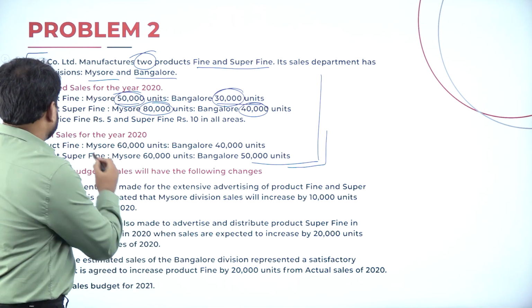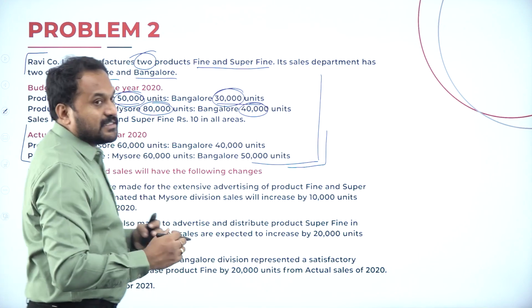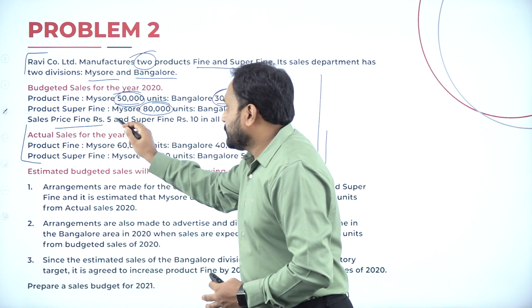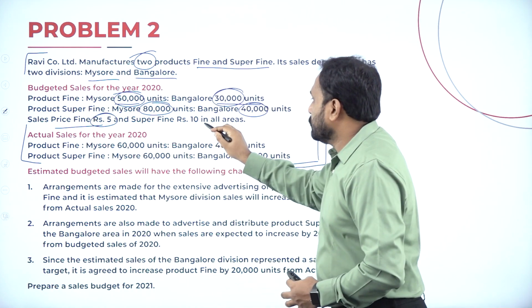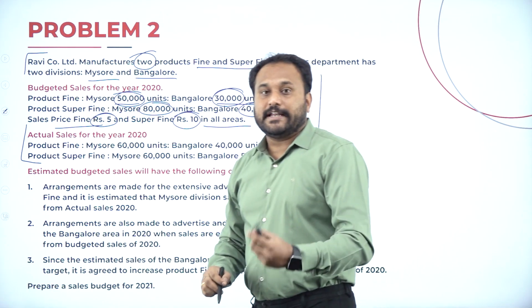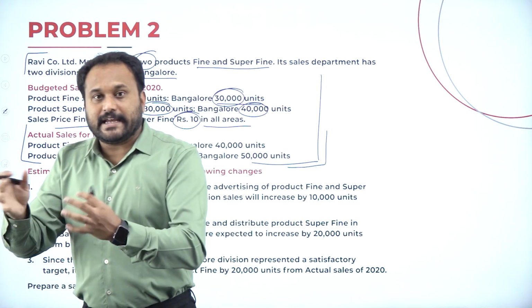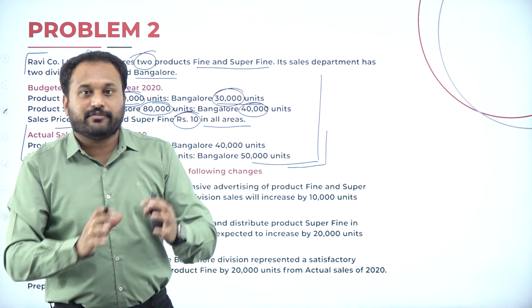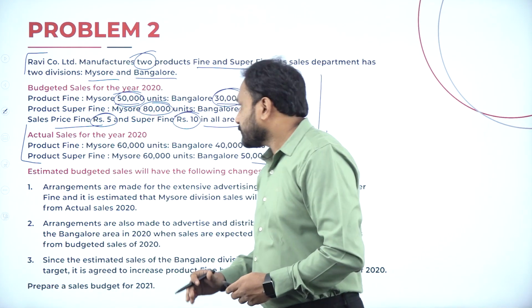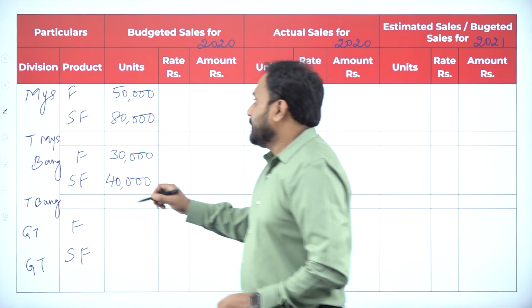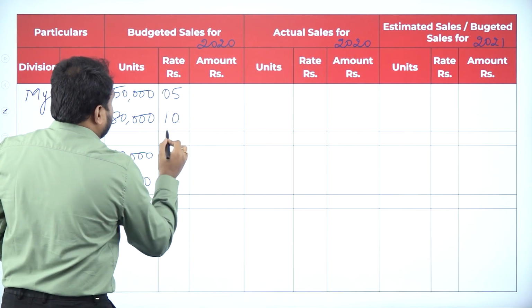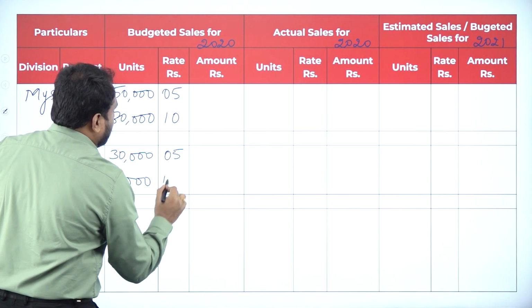Now here what they say is sales price, that is selling price per unit, that is the rate. Fine is 5 rupees and super fine is 10 rupees in all areas. When they say in all areas, that means both in Mysore and Bangalore. They sell for 5 rupees for fine and 10 rupees for super fine. So we'll write it here. Fine is how much? It is 5 rupees, super fine 10. Here also it is 5 and then 10.